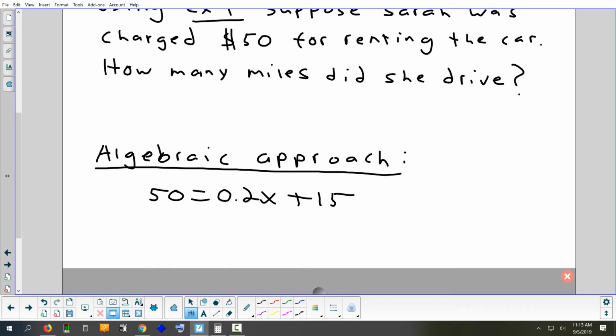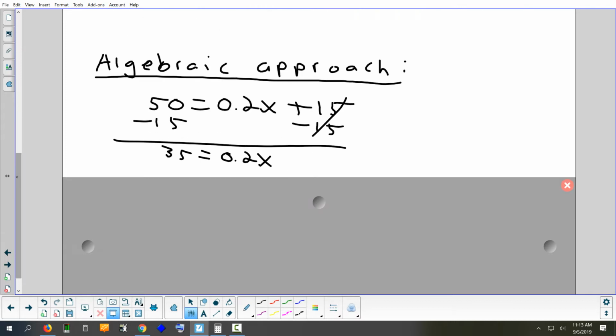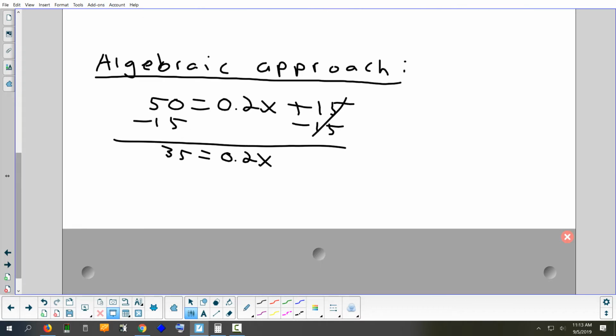What would be my first step to get x by itself? Subtract 15. It's going to give me 35 equals 0.2x. And my last step? Divide 35 by 0.2. And 35 divided by 0.2 is 17.5.